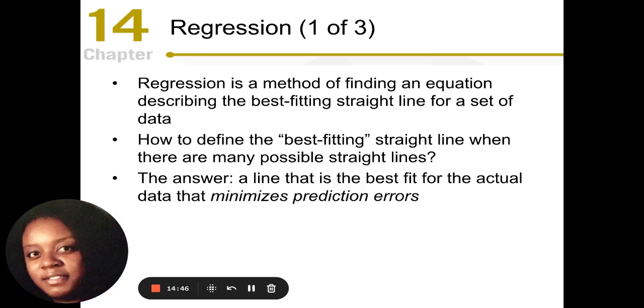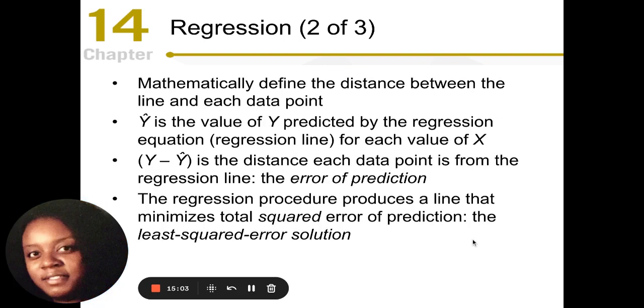Regression is a method of finding an equation that describes the best fitting straight line for a set of data. How do we define the best fitting straight line when there are many possible straight lines? The answer is a line that is the best fit for the actual data and minimizes prediction errors. Mathematically, we have to define the distance between the line and each data point.